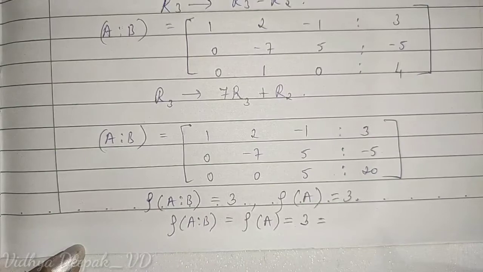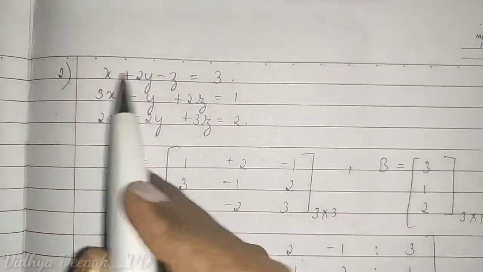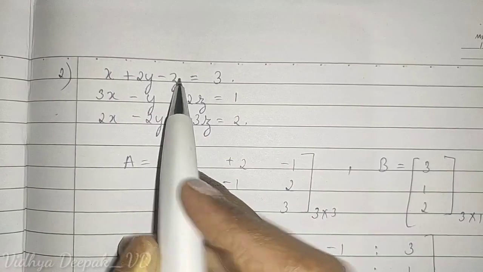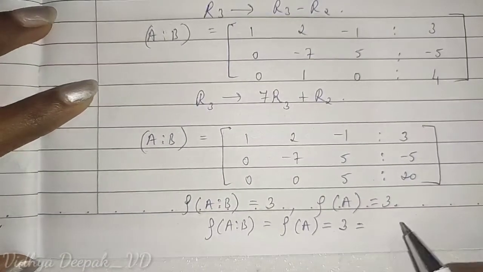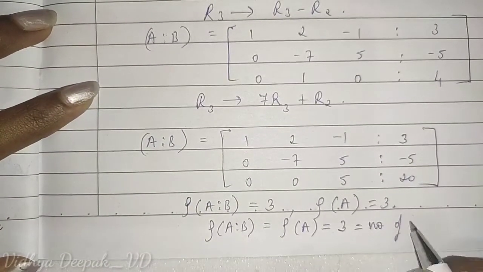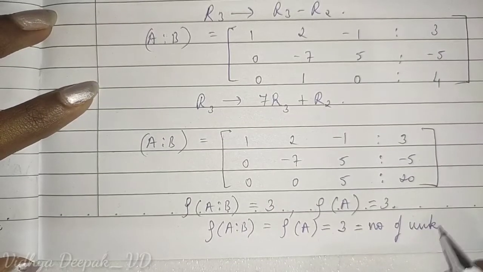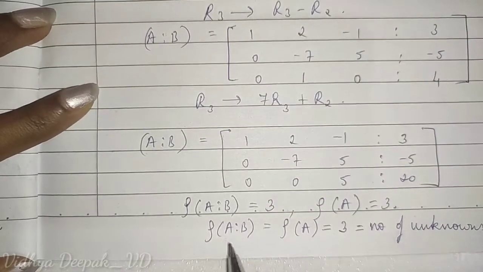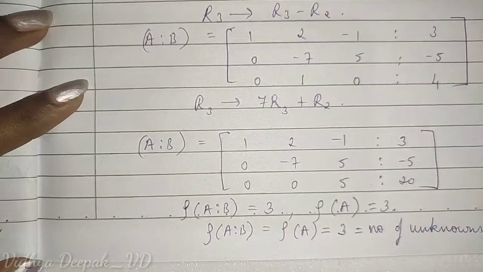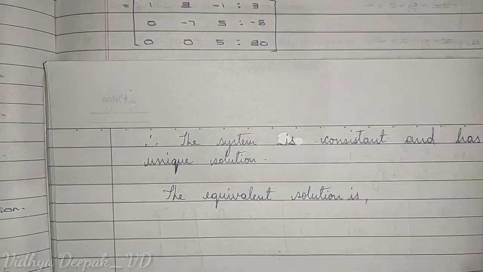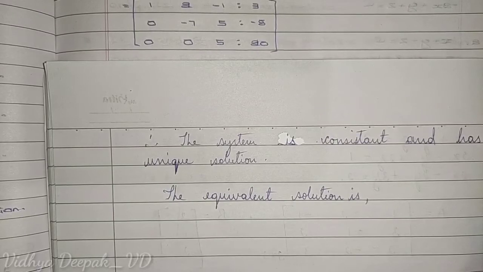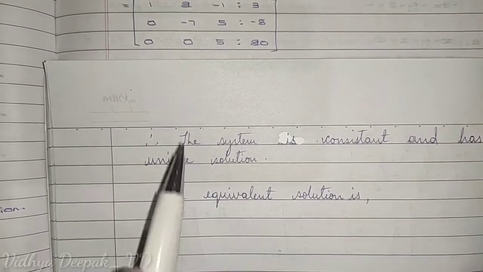What is the number of unknowns in this question? Number of unknowns is nothing but x, y and z. So the number of unknowns is 3. x is 1, y is 1 and z is 1, so 3 unknowns we have. So this is equal to the number of unknowns. That means the system has a unique solution. So how to find that? Okay, that is the unique solution.